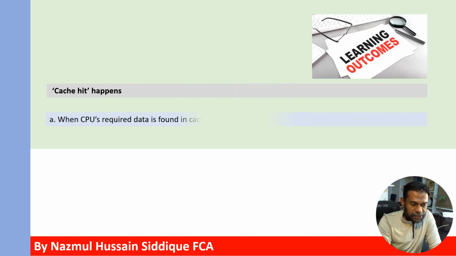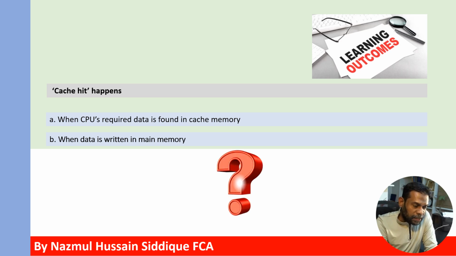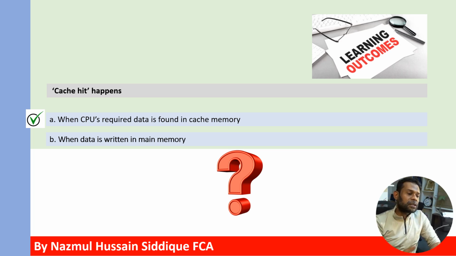A cache hit happens, option A, when the CPU's required data is found in cache memory. Option B, when data is written in main memory. The correct answer is option A. When the CPU's required data is found in cache memory, a cache hit happens.